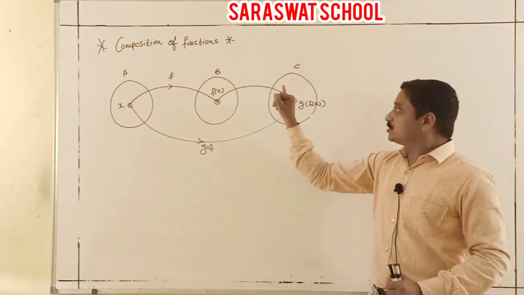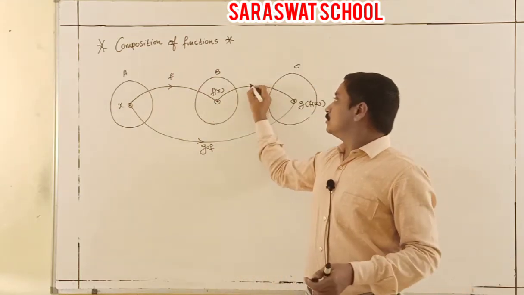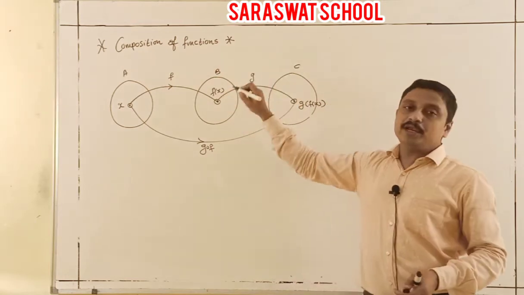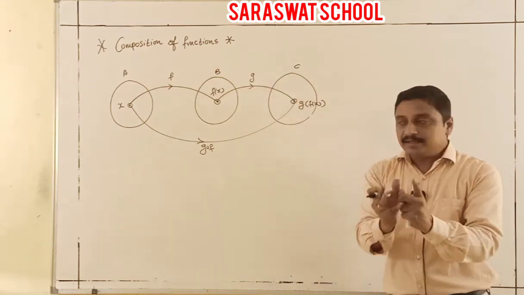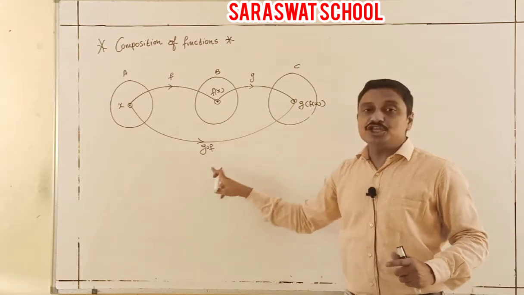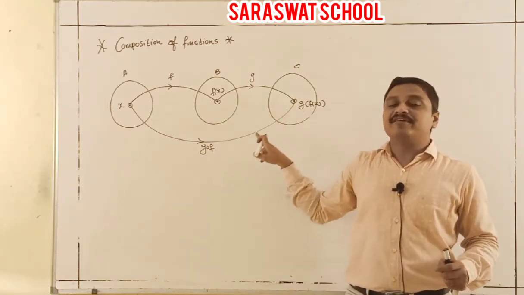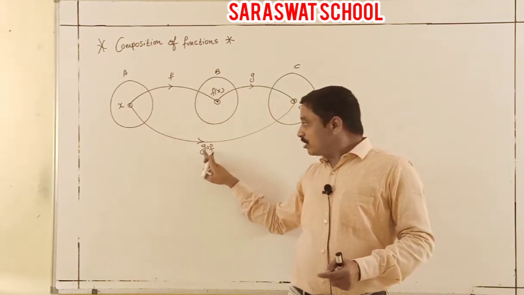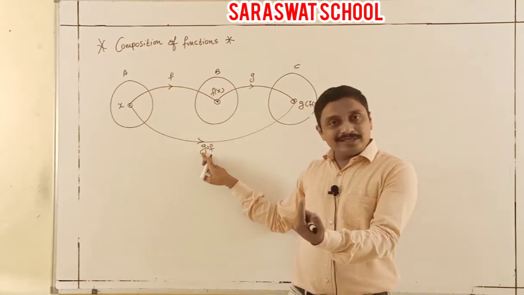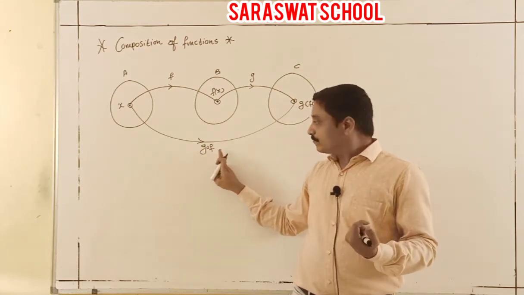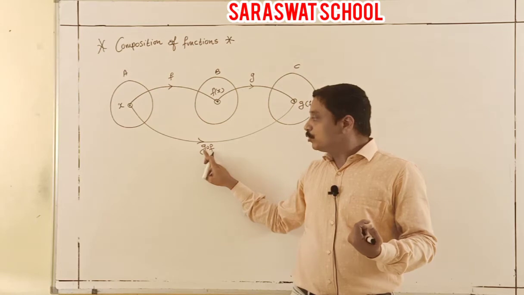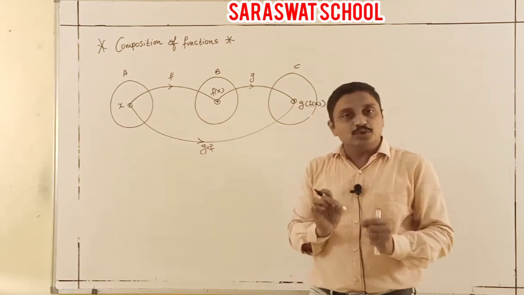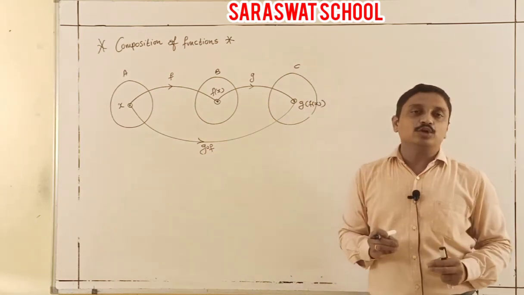And another function is g. This g function is also defined from B to C. If you mix both, then you get g o f. It is f composing g, always read from the back side. f composing g. Compose means you are mixing both functions.